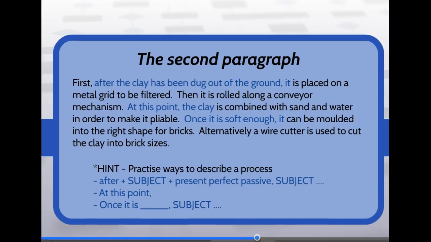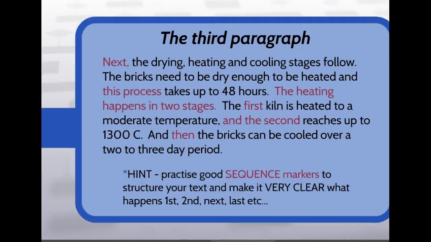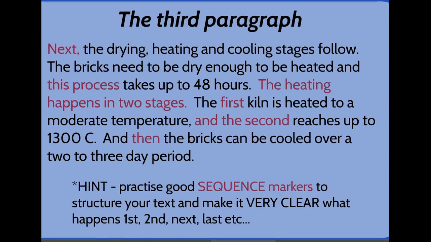Okay, let's keep going. Next, the drying, heating and cooling stages follow. The bricks need to be dry enough to be heated, and this process takes up to 48 hours. The heating happens in 2 stages. The first kiln is heated to a moderate temperature, and the second reaches up to 1300 degrees Celsius. And then the bricks can be cooled over a 2 to 3 day period.